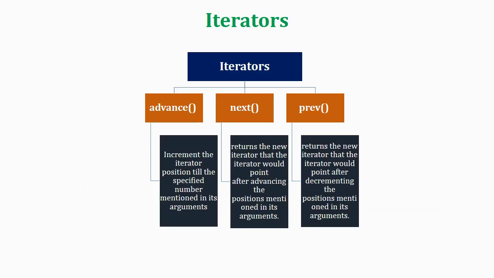And next, some of the additional functions, for example, advance, next, and previous. The advance function will increment the iterator position by the number specified in its argument. The next function will return the new iterator that the iterator would point to after the advance in position mentioned in this argument. The previous function will return the new iterator that the iterator would point to after decrementing the position by the amount mentioned in this argument.